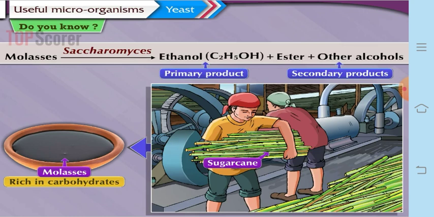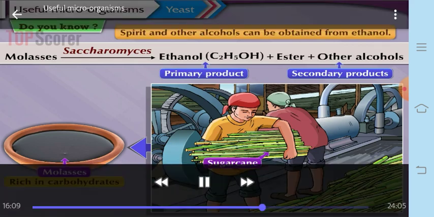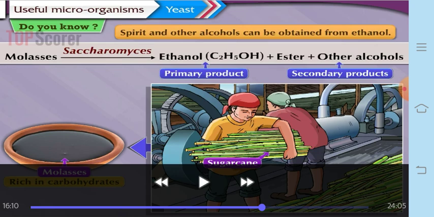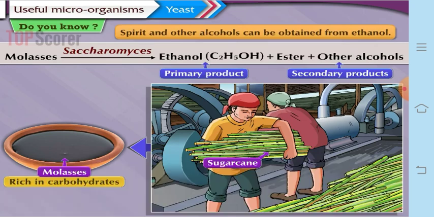Yeast is very important in the production of ethanol. The secondary products which are produced over here are esters and other alcohols. They can also be used further. Ester is a very fragrant organic solvent. It is also used in making perfumes.